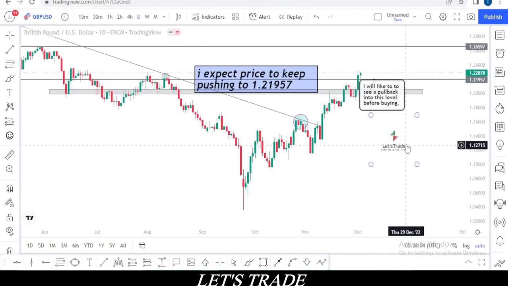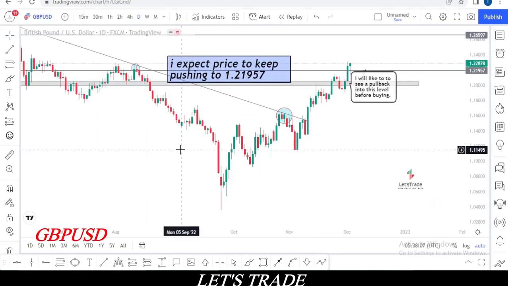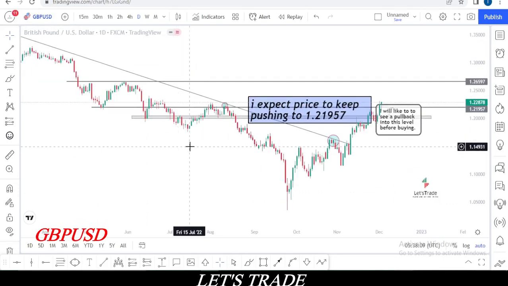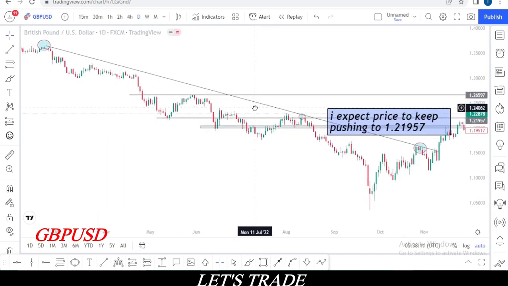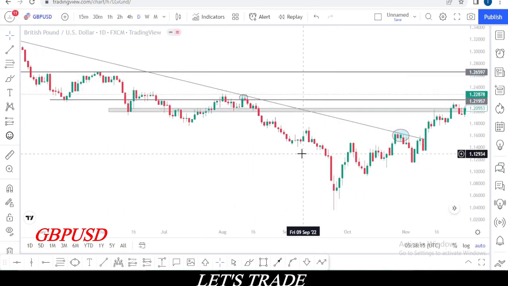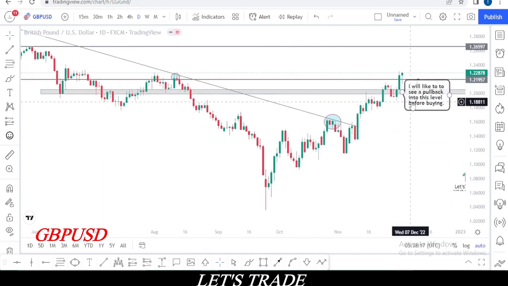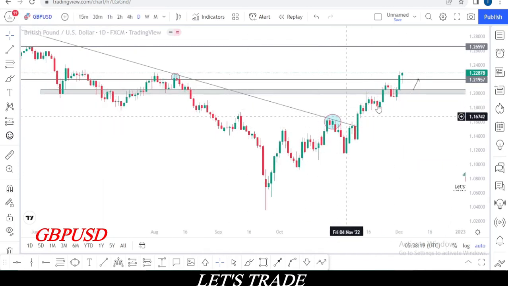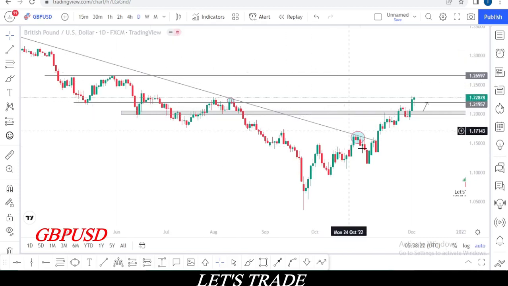And on AUD/USD, I have been calling this bullish too, and now we've been trading above this counter trend line. Let me just delete this so that you see properly. We are trading above. Let me delete this also. So we're trading above this counter trend line.